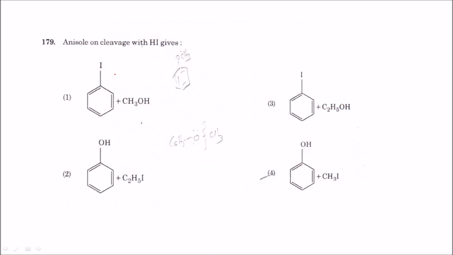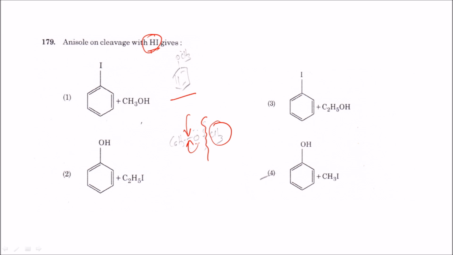179. Anisole on cleavage with HI. Anisole, C6H5OCH3, upon reaction with HI undergoes cleavage reaction. We can break the oxygen carbon bond here, and carbon takes iodine from methyl. The aryl bond doesn't break because it's a stable bond. Oxygen donates electrons, so by resonance this bond gets partial double bond character. So we cannot break that easily.